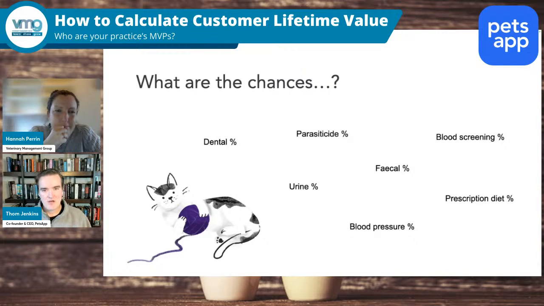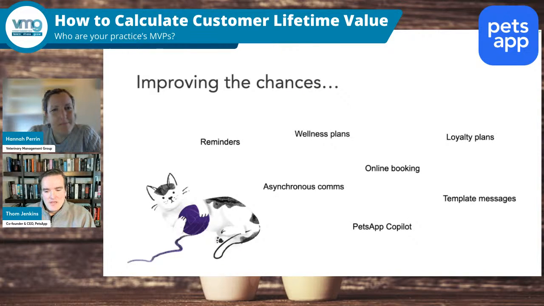I'm not trying to do a webinar on what the preventive medicine recommendations should be. I think there are better experts out there than me. You can start with the American Animal Hospital Association guidance, which is pretty good as a starting point for conversations with your team about where you should set your recommendations. And then, once you have this idea of what you want to focus on, it's how can we improve the chances? How can we improve the penetration of these products and services?